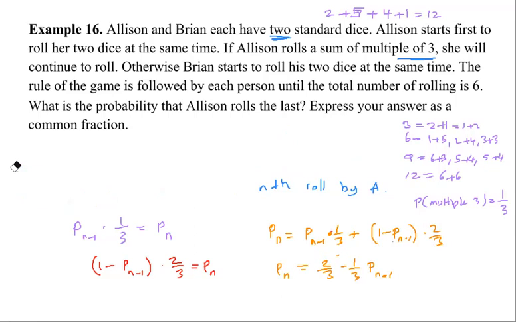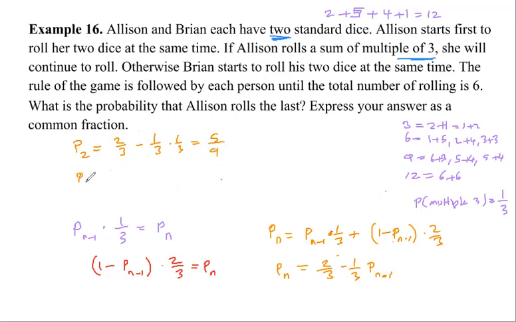So can you guys plug in n equals 2? We cannot have n equals 1, because n equals 1 is our first roll, which was already done by Allison. So what is P of 2? P of 2 is 2/3 minus 1/3 of P of 1. What is P of 1? P of 1 is when Allison rolls, Allison's winning, which is 1/3. So this is 1/3 times 1/3, which is 1/9, and 2/3 equals 6/9, so 6/9 minus 1/9 gives 5/9.